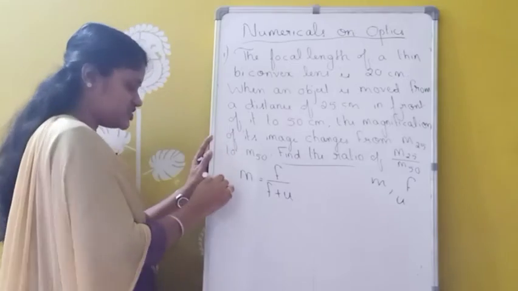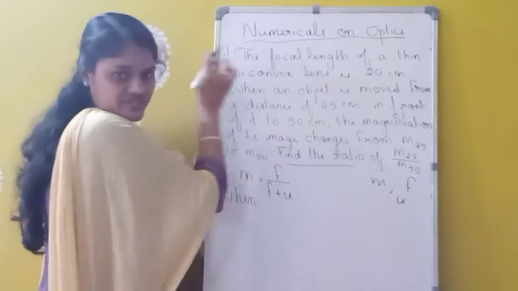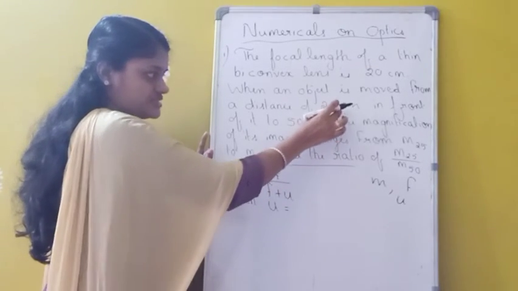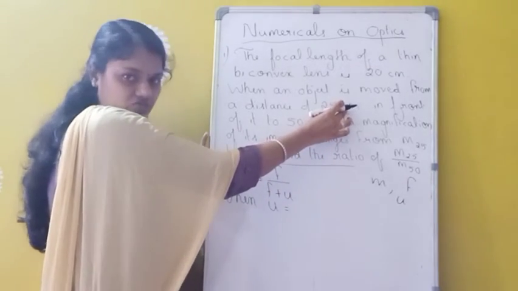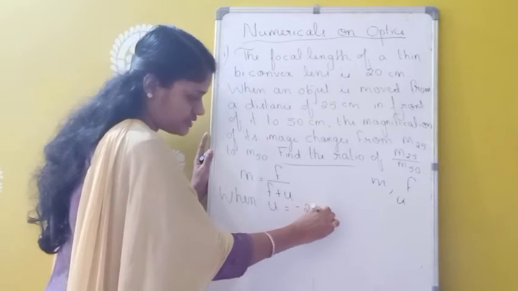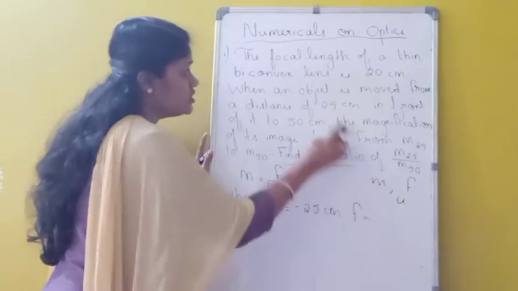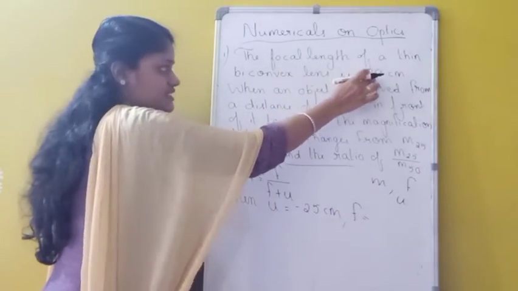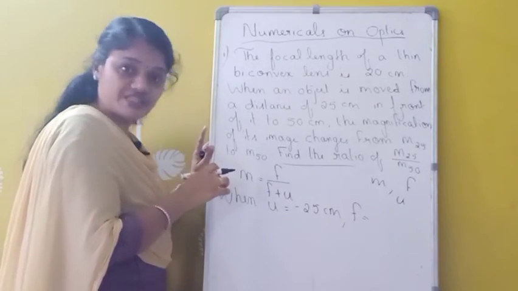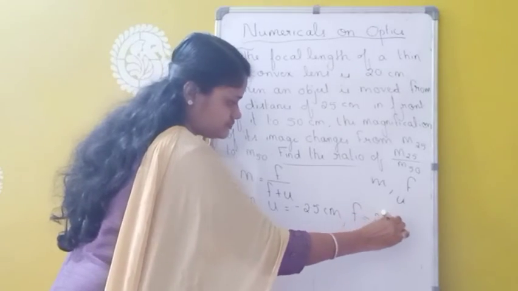Okay. So initially, when object is at a distance of 25 cm, so U is taken as 25. So here object distance is always taken as minus. So U is always minus. So take it as minus 25 cm. And what is the focal length given here? So focal length is given as 20 cm. It's a convex lens only. So in the case of convex lens, focal length is always positive. So take it as plus only. So F equals 20 centimeter.